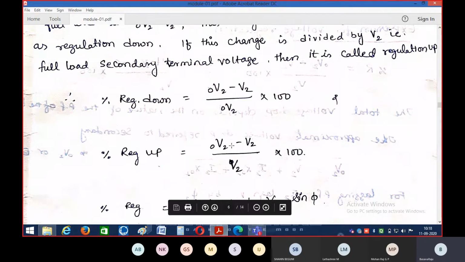But in numericals, if it is not specified whether it is regulation down or regulation up, by default we should consider it as regulation down only. In general, we represent the regulation with respect to the no load voltage only. In case it is clearly specified as regulation up, then we should consider the secondary full load voltage, that is V2. Unless regulation up is specified, we should consider it as regulation down.